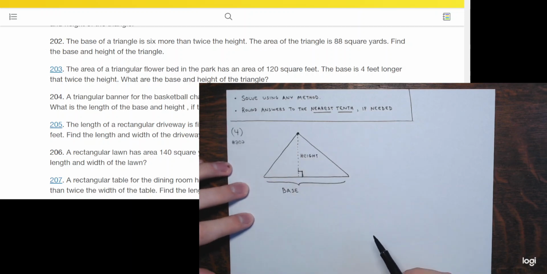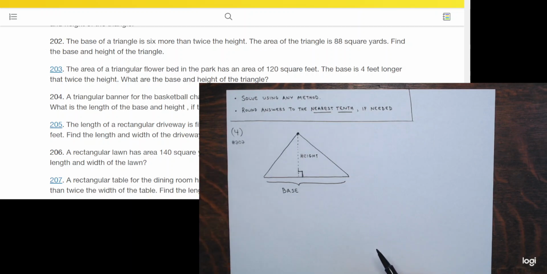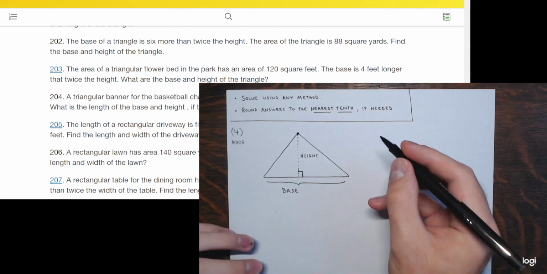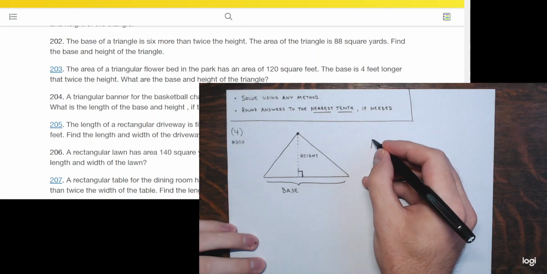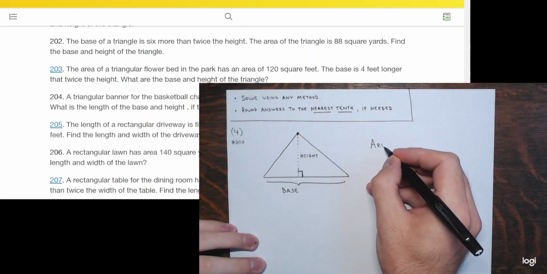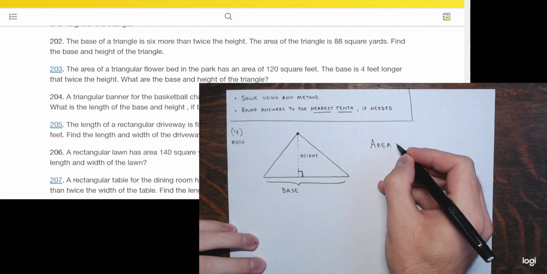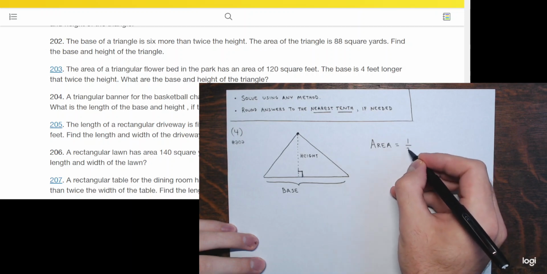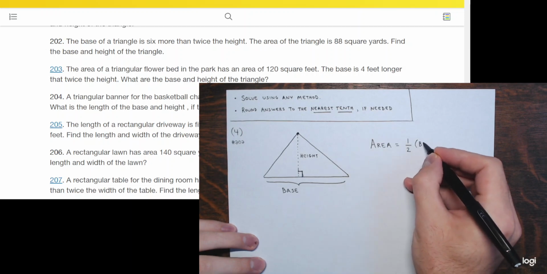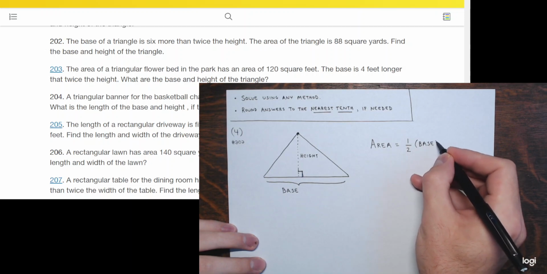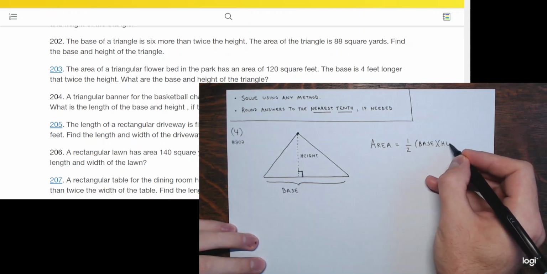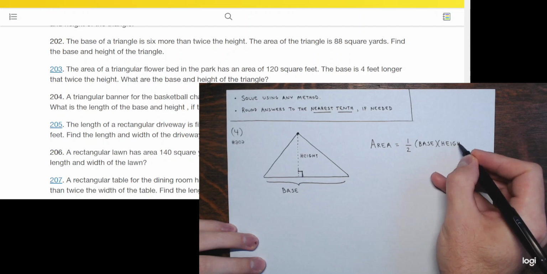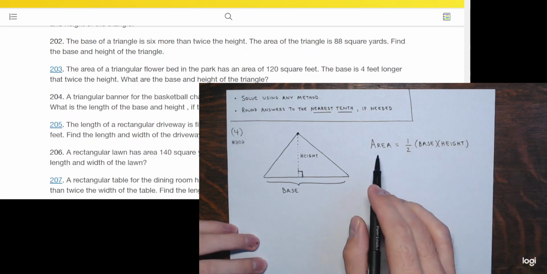And there's some information you're going to need to remember about triangles. This happens in some word problems where certain information isn't provided. It'll be assumed that you know some things. So hopefully you recall that the area of a triangle is half the length of the base times the height. Hopefully that rings a bell.